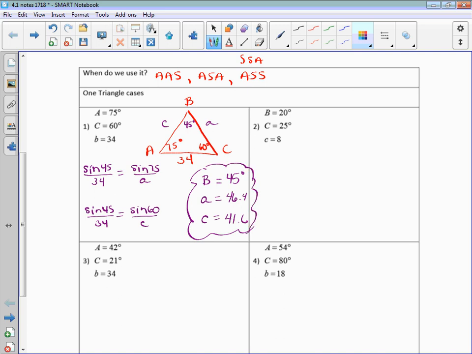Okay, and guys, use what you know about triangles to make sure your answers make sense. 75 degrees is my biggest angle, right? So what should I expect side A to be? Biggest. And then B should be the smallest, right? And C should be somewhere in the middle? Yes? Okay. So just look at the reasonableness of your answer when you get to the end.